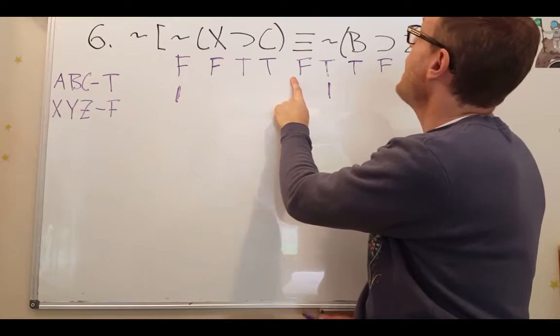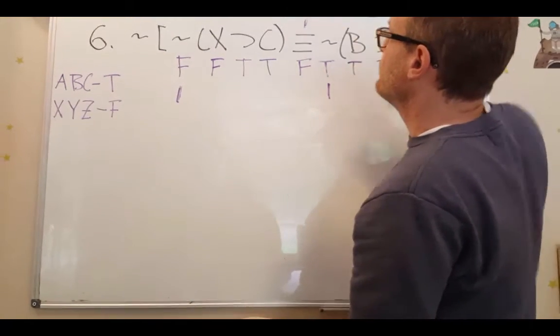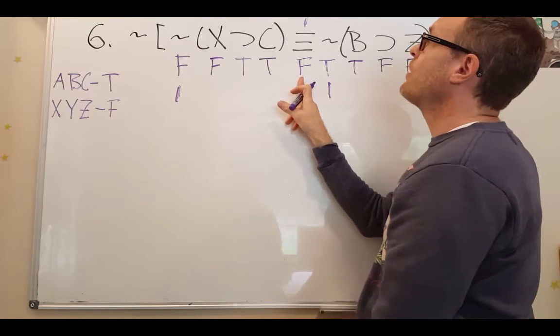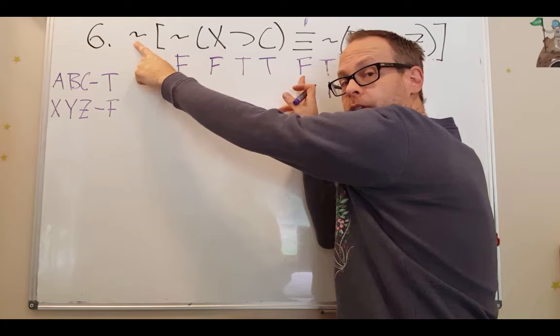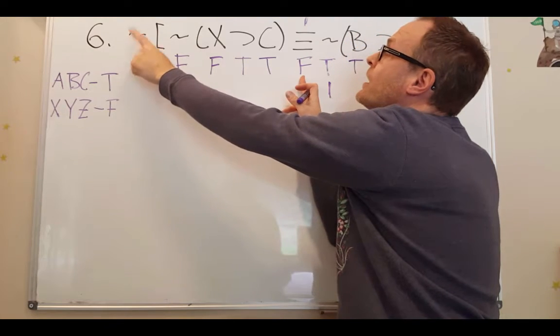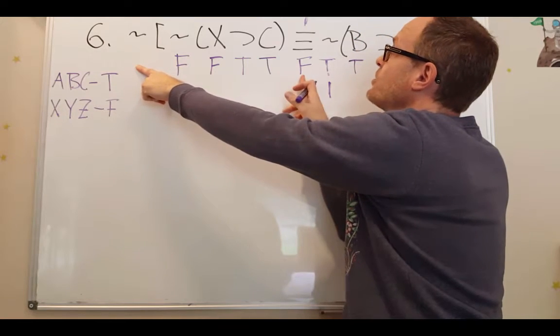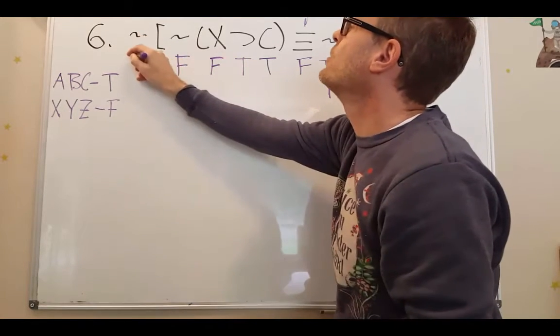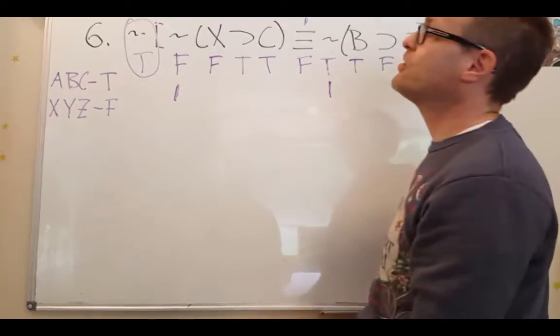Okay, now I'm inside the brackets. This is the very last thing that I've done, this F. So I'm going to apply the negation here to the main operator, which is the equivalence. So remember, do your operation underneath the function. So a false statement that gets negated becomes true.